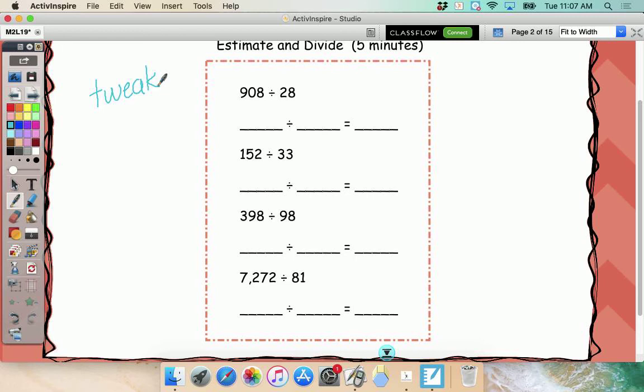When that heater wasn't working right, Mr. Salazar and I went in there and we tweaked it a little bit to see if we could get it to work right. Guess what? We failed, but we tried.